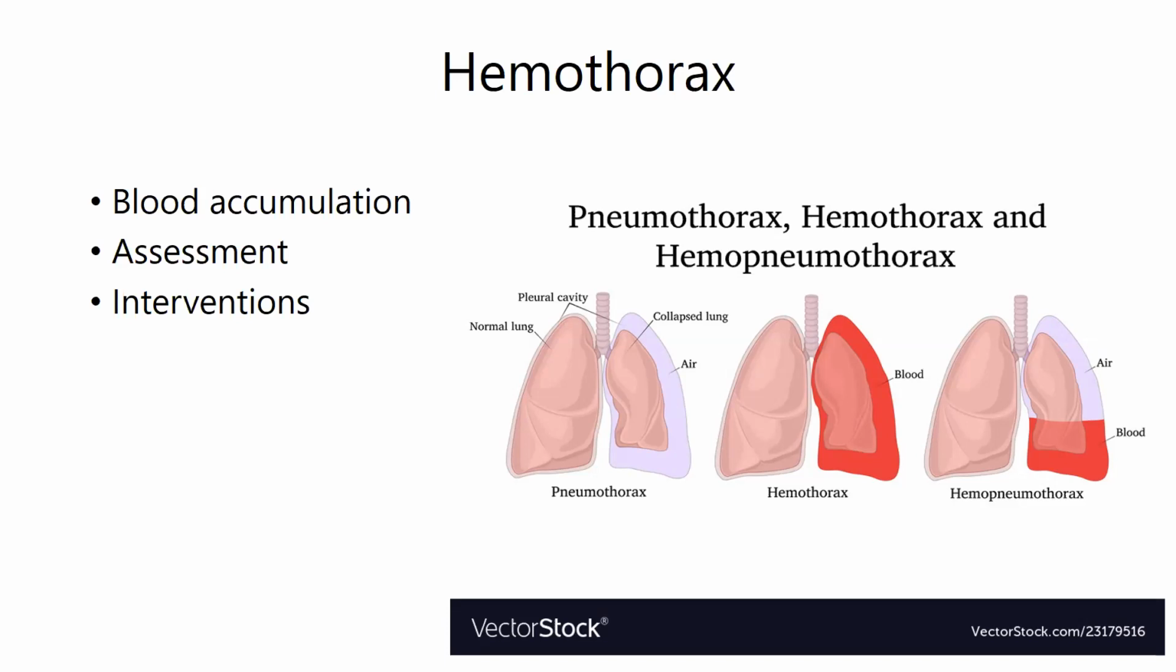We're going to assess for anxiety or restlessness, can't breathe, dyspnea or tachypnea, chest pain, signs of shock, tachycardia, cyanosis, diaphoresis, hypotension, and decreased breath sounds on the affected side. Interventions: prepare for a chest tube insertion, 2 large bore IVs, and you may get a central line as well. Chest tube to drain. Those chest tubes are 32 French, sometimes smaller, sometimes bigger.